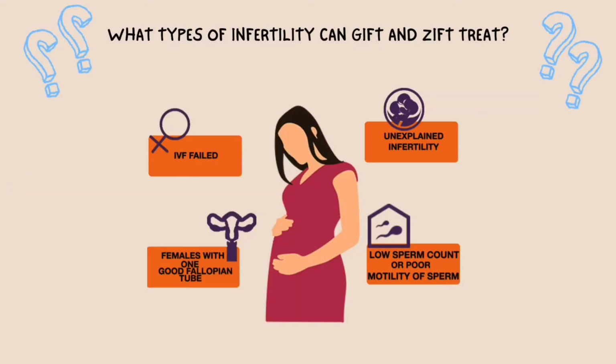GIF and ZIF can be used to treat many types of infertility, including when IVF has failed. Females with one good fallopian tube can use GIF and ZIF, except in cases when there is damage or abnormalities of the fallopian tubes. These techniques can also be used in cases of mild male infertility, such as low sperm count or poor motility of sperm. GIF and ZIF can also be used to treat unexplained infertility.